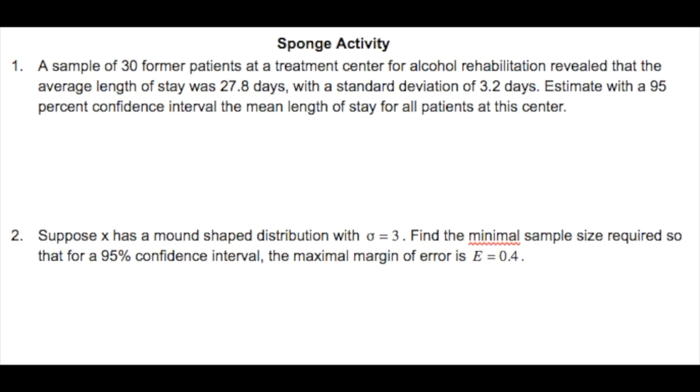All right, now time for the sponge. For number 1, a sample of 30 former patients at a treatment center for alcohol rehabilitation revealed that the average length of stay was 27.8 days, with a standard deviation of 3.2 days. Estimate with a 95% confidence interval the mean length of stay for all patients at this center. And number 2, suppose x has a mound-shaped distribution with sigma equals 3. Find the minimal sample size required so that for a 95% confidence interval, the maximal margin of error is E equals 0.4.